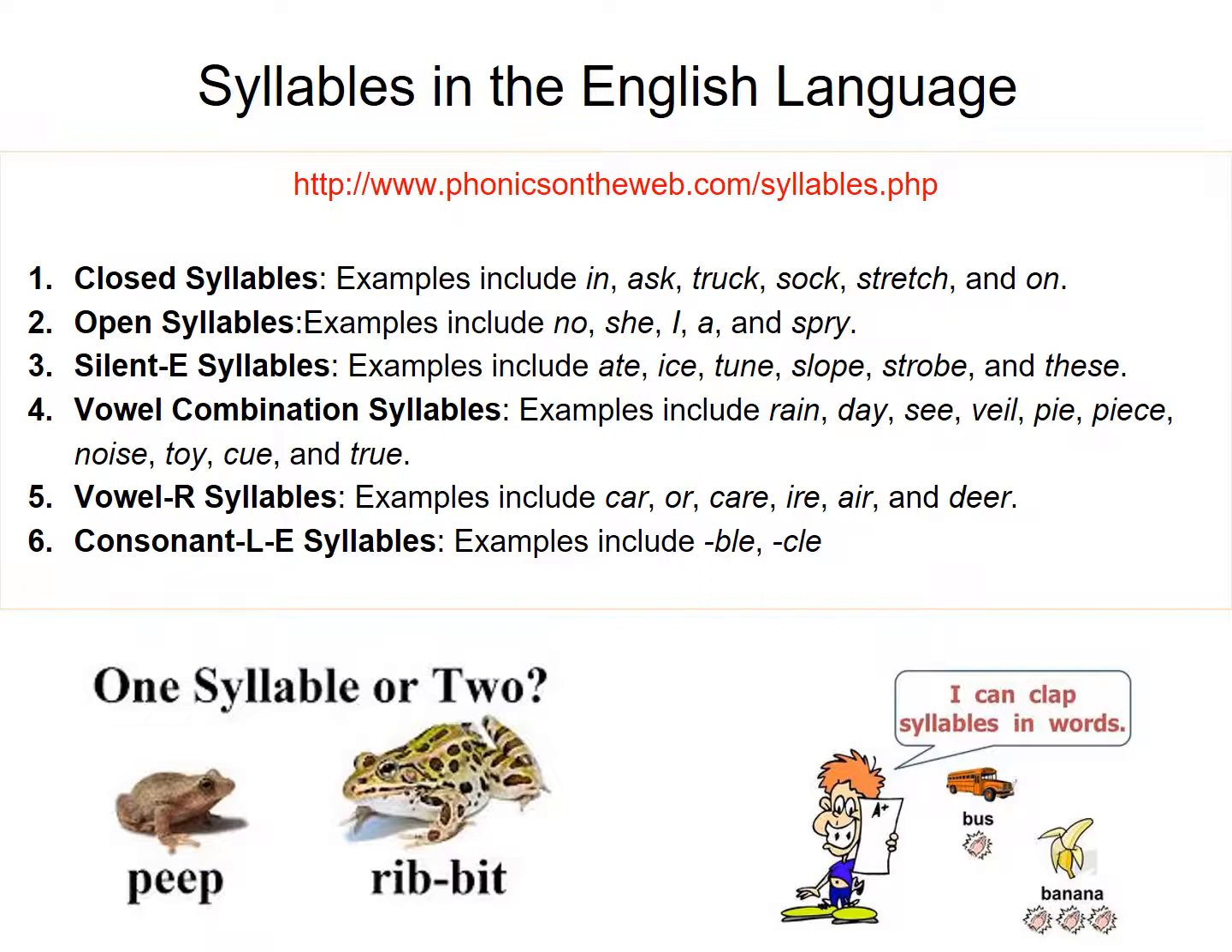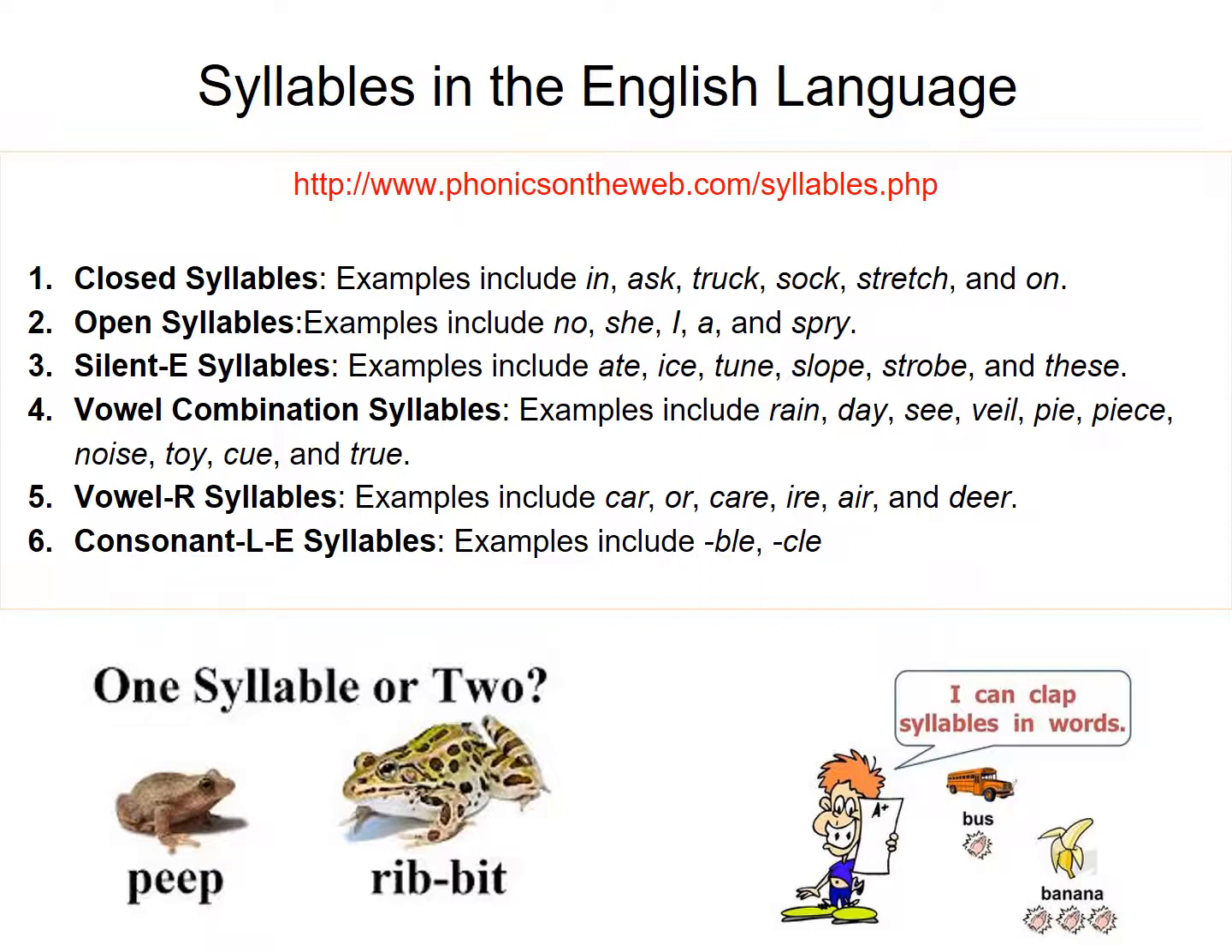3. Silent E syllables. They end in an E, have one and only one consonant before that E, and have only one and only one vowel before that consonant. For example, the words eight, ice, tune, slope, strobe, and these.